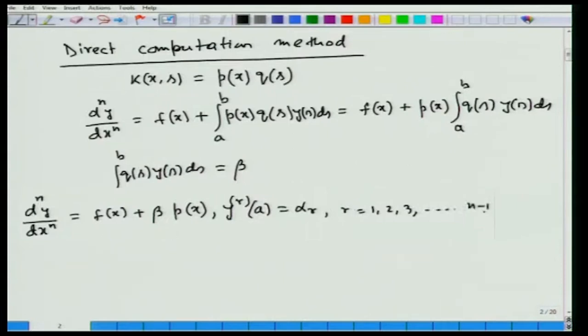And you can see this is an ordinary differential equation, which is an initial value problem. So, assuming f(x) and p(x) are continuous, a solution of this equation exists. And if we solve this equation using these n initial conditions, we assume that the solution is denoted by g(x, β). Of course, this g(x) will involve the given constants α_0, α_1, α_2 up to α_{n-1}, but for simplicity and for the sake of brevity, we can ignore those given fixed constants here.